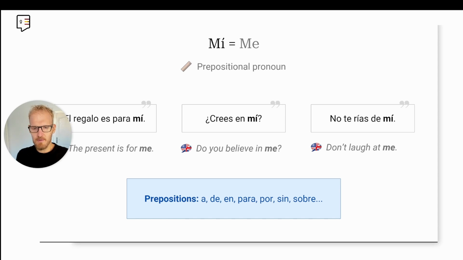So there are many prepositions in Spanish. These are some of the most common ones: a, de, en, para, por, sin, sobre. So anytime you have a preposition, that mí is me in Spanish with an accent mark. So for me, in me, at me, all of this will be a prepositional pronoun.